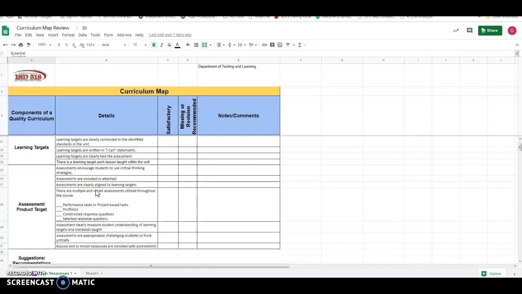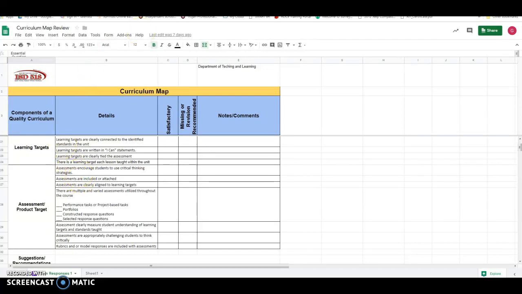And so through all the parts of this, the assessment piece is one that a lot of this is going to get moved to a different area, because with some of these, assessments are included or attached. You might not be working on assessments with this. You might just be working on the curriculum map. So you might say what the assessment is going to be, but you may not necessarily have it attached.